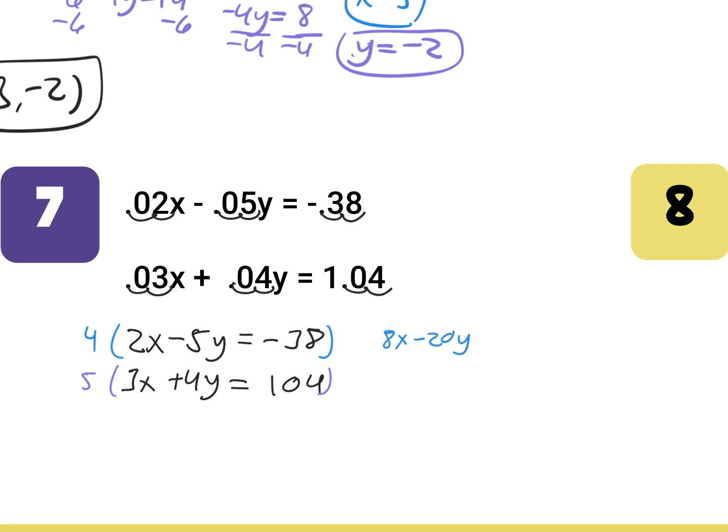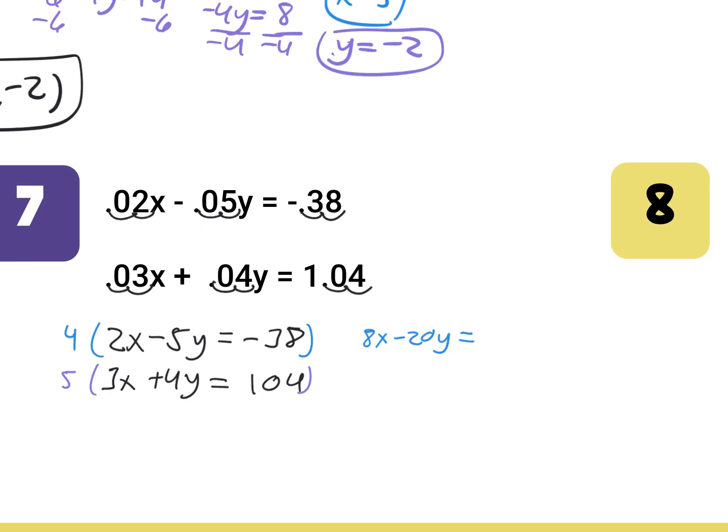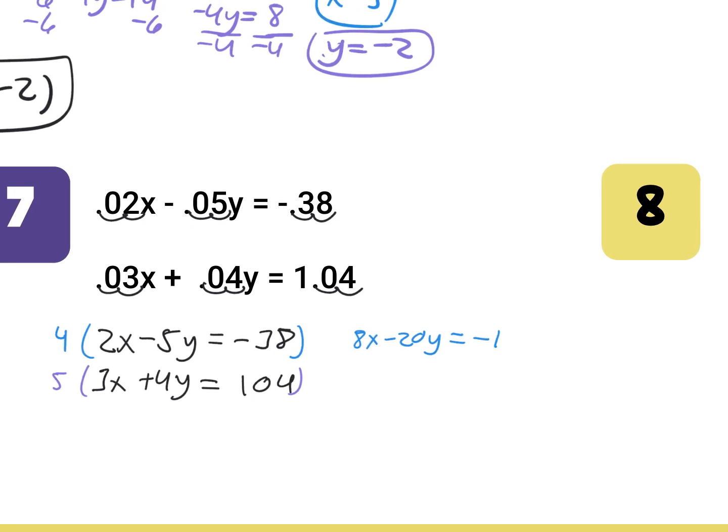All right, so if I distribute 4 to everything, this is going to get you 8x minus 20y equals 38 times 4 should get you negative 152. All right, and then if I distribute 5 to the second equation, all right, that's going to get me 15x plus 20y, and this should get you 520. All right, and then when you go to combine these, 8x plus 15x is going to get you, what is that, 23x?